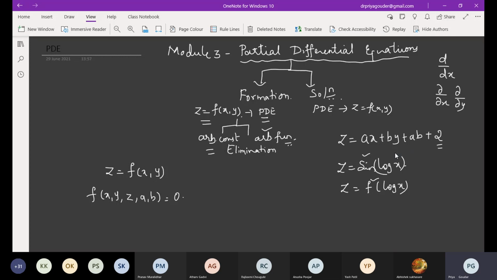Try to answer. See, if I write like this, do you call this a partial differential equation? Yes, ma'am. This is a partial differential equation. One student said, what about the remaining? Function of x and y. No. It is just an equation. It is just a function. I'm asking, is it a partial differential equation?